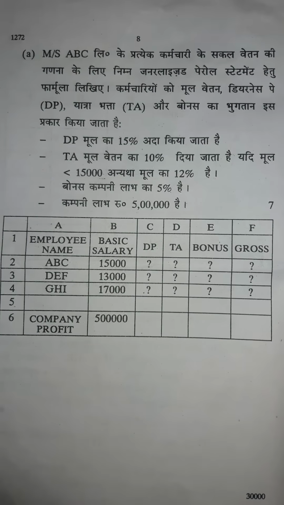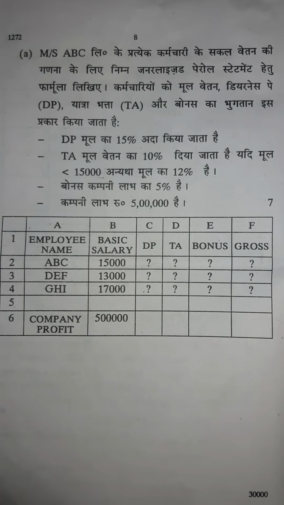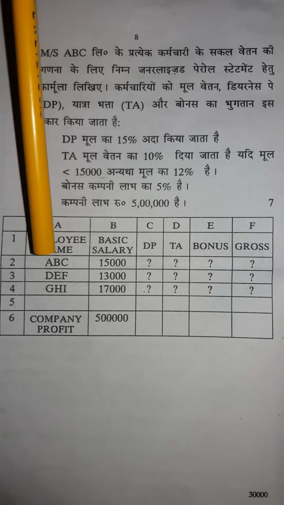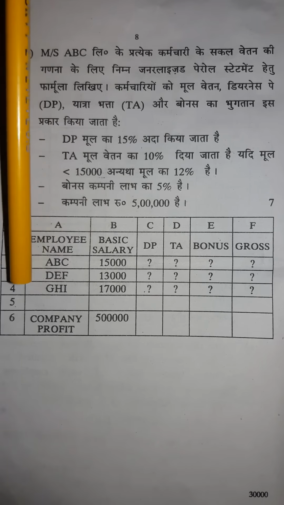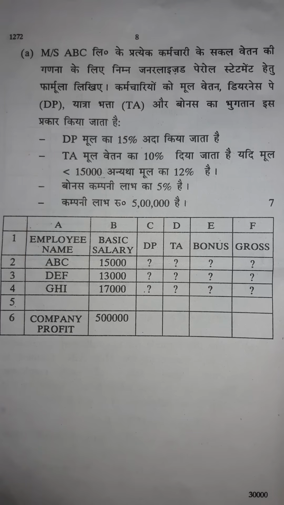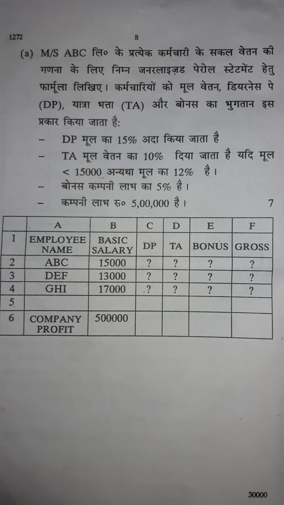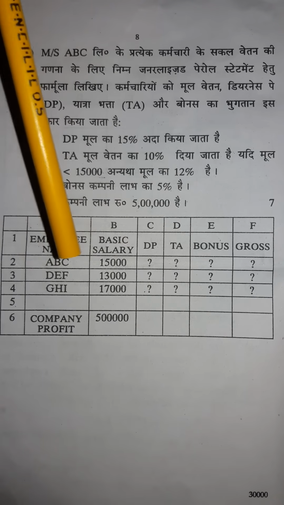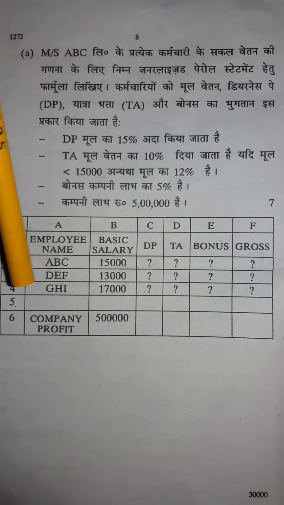See, the format is given here. This has 6 columns, A, B, C, D, E, F, and 6 rows. They have given the employee names, A, B, C, D, E, F, G, H, I. Then the company profit is given here, 5 lakh. Basic salary of A, B, C is 15,000. Basic salary of D, E, F is 13,000. Basic salary of G, H, I is 17,000.